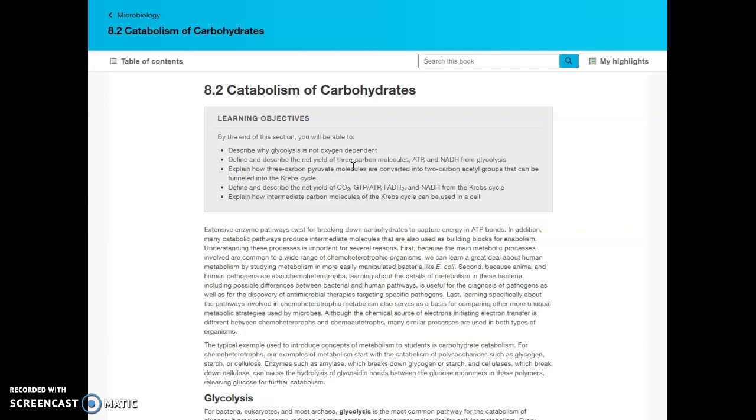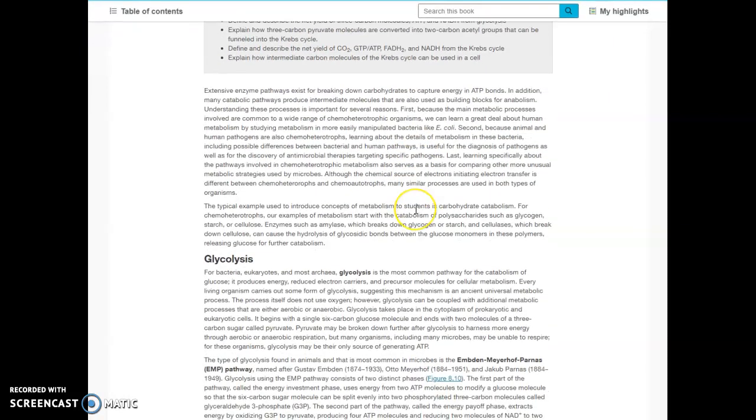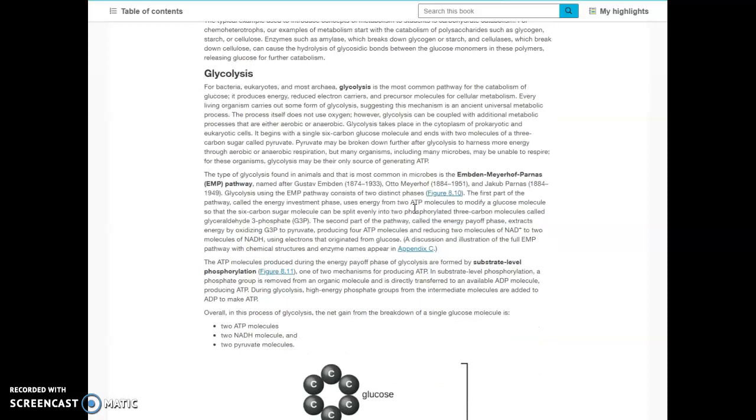And so this is our first step, glycolysis. So glycolysis, if we look at that word, glycolysis, it really is the splitting of glucose. So we're going to break down glucose. And this is the most common pathway for the breakdown of glucose. It's going to produce a little bit of energy, so it's going to produce a little bit of ATP.